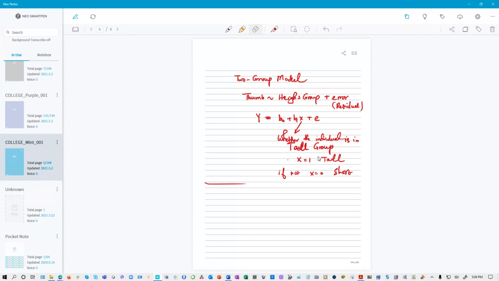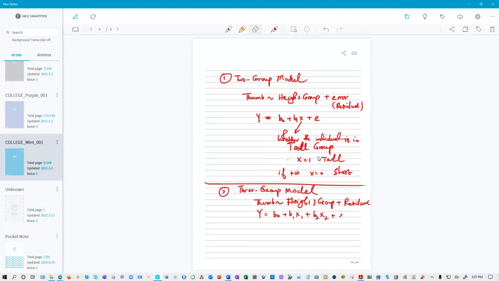But when you have a 3 group model, again you have thumb length, now you have height, 3 group plus residual. Then if you write this one, Y equals B0 plus B1 X1 plus B2 X2 plus epsilon.